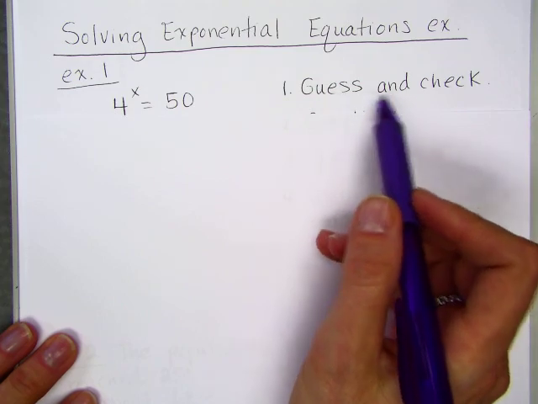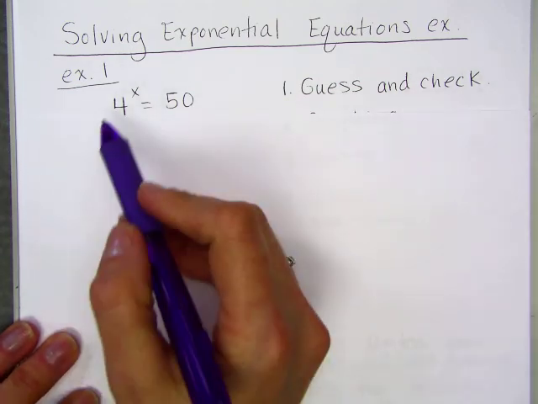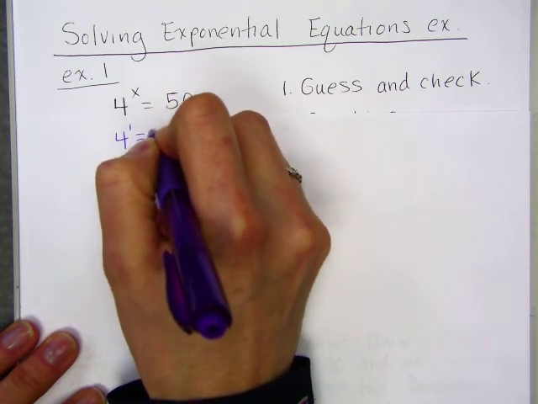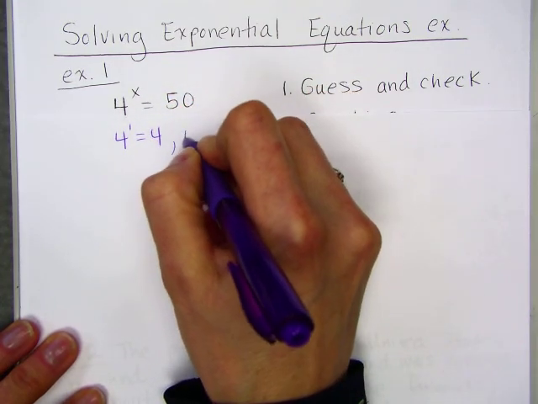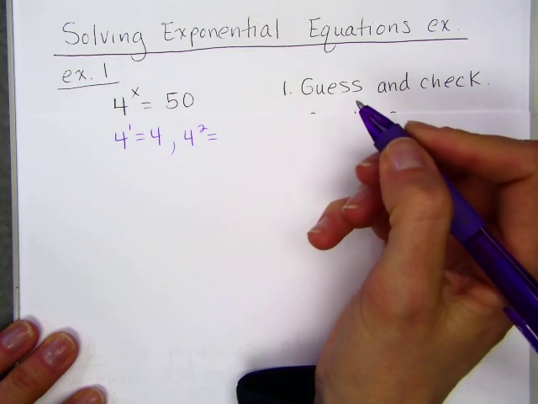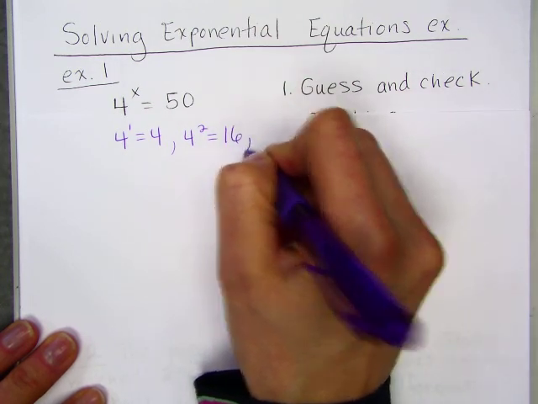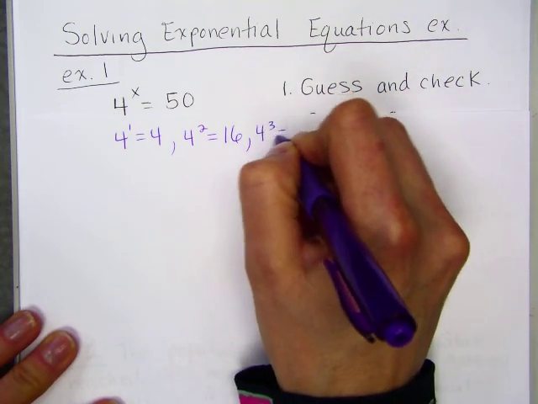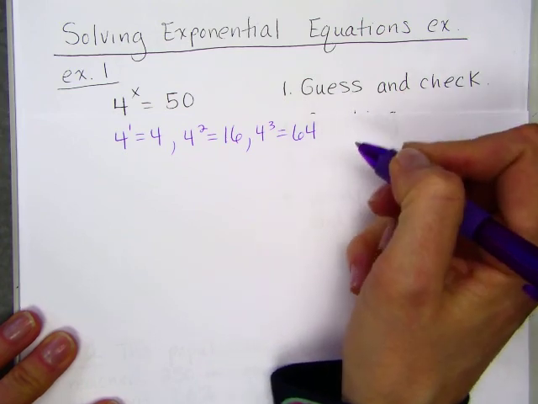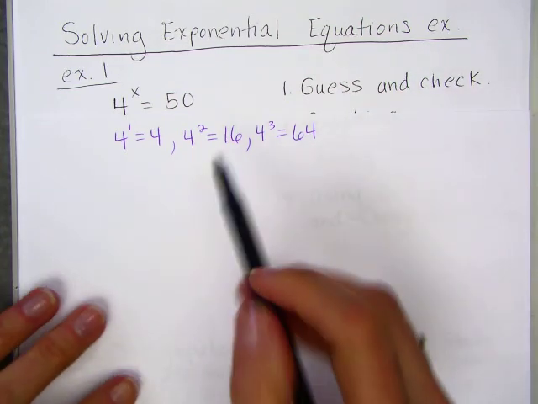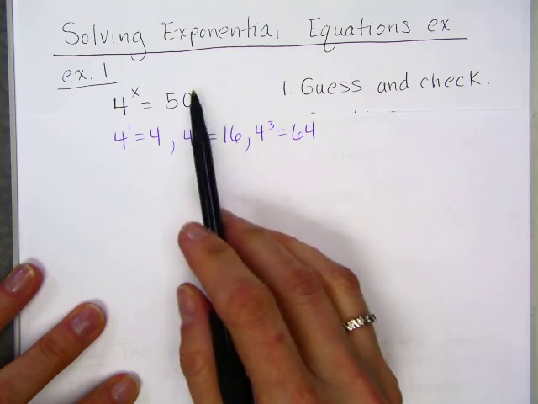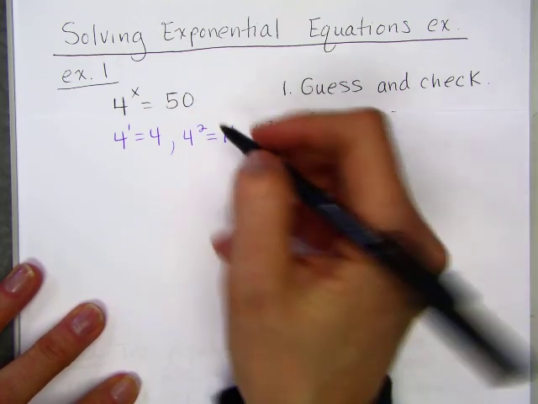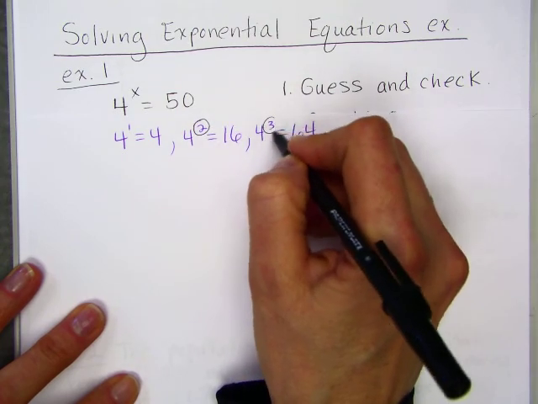And again, when I think about the guess and check method, I think of what powers of 4 I know. For example, I know 4 to the first is 4. I know 4 squared is, help me out, 16. And I might not know, but my calculator does, that 4 to the third is 64. So if I'm looking at these two numbers, 16 and 64, 50 is between there somewhere, kind of more toward this side than this side. But I know then that my exponent has to be between 2 and 3.